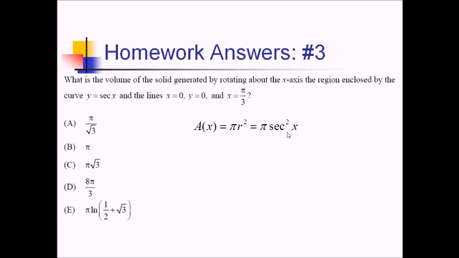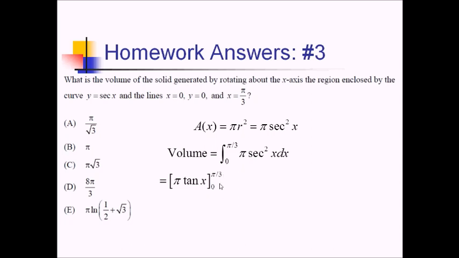Now there's no calculator allowed, so you actually have to integrate by hand. We're going to have the integral from 0 to pi over 3 of this stuff, pi times secant squared of x dx. And doing this one by hand, antiderivative of secant squared of x is just tan of x, and we also have a pi that's going along for the ride. So this is what we have to evaluate now from 0 to pi over 3.